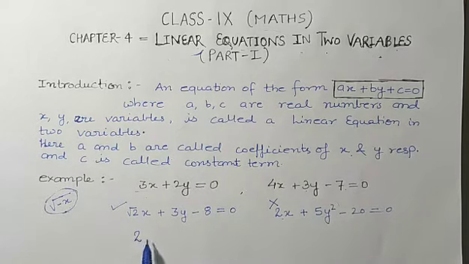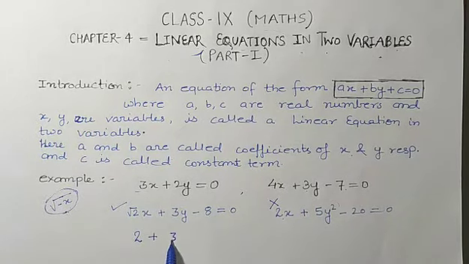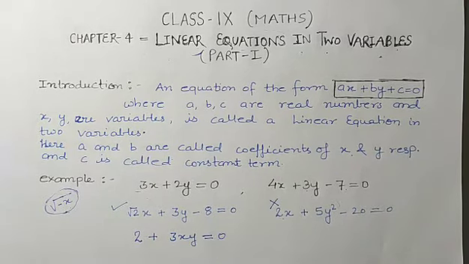So see, is it a linear equation or not, students? See, 2 and 3 are real numbers. Okay, two variables are there, x and y. But students, what about the word linear? Linear means there should be degree 1, right? But here x is having power 1, y is having power 1.